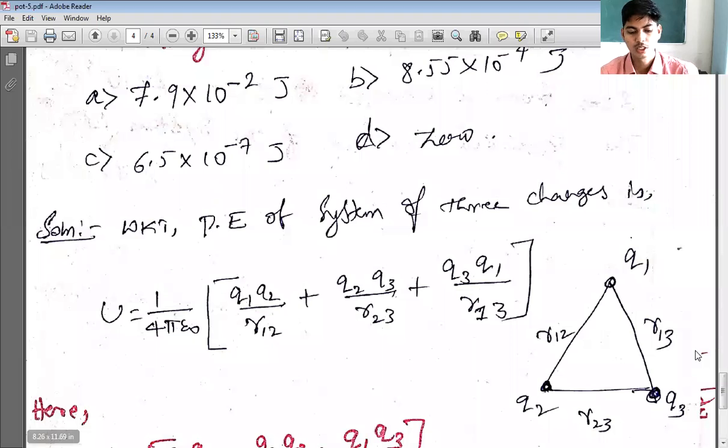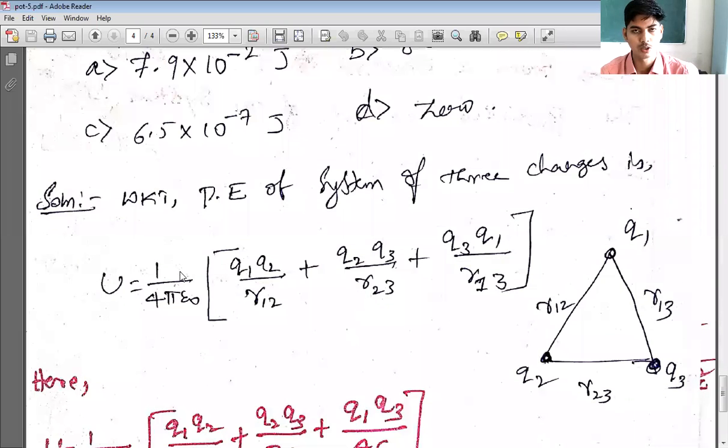See, potential energy of a system of three charges is given by U equals 1 by 4 pi epsilon naught times Q1 Q2 by R12 plus Q2 Q3 by R23 plus Q1 Q3 by R13. While deriving this, we make a triangular arrangement like this. For finding the potential energy of a system of three charges, we have a triangular arrangement of charges.